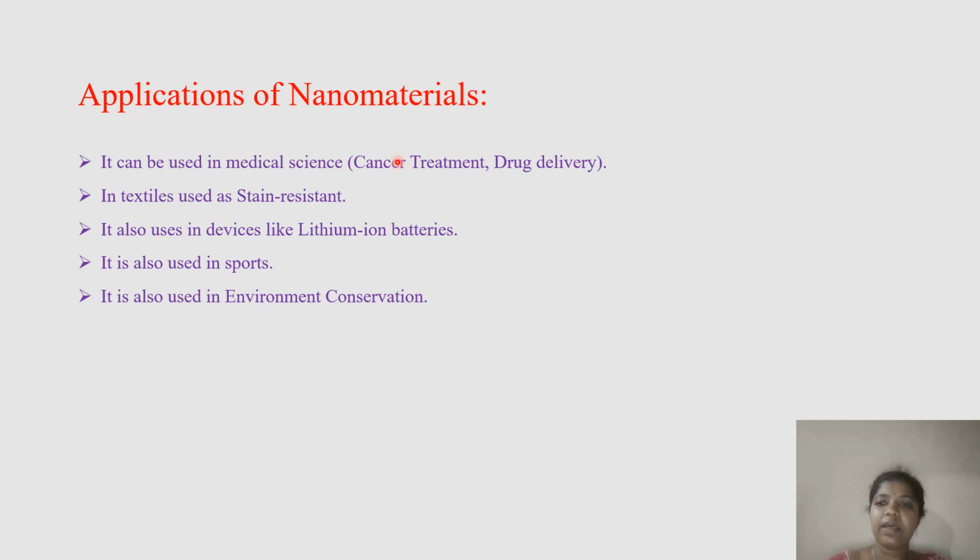Applications of nanomaterials. In our day-to-day life, nanomaterials play a major role. They can be used in medical science for cancer treatment, drug delivery, etc. Nanomaterials are also used in the textile industry as stain resistant material, and in battery technology, in devices like lithium ion batteries. They are also used in sports. Lightweight hockey balls can be prepared by using these nanomaterials. They are also used in environment conservation.